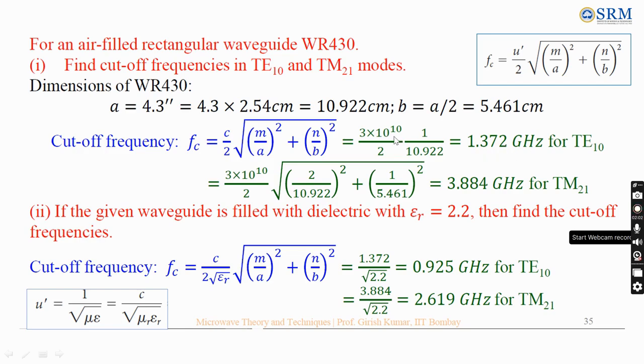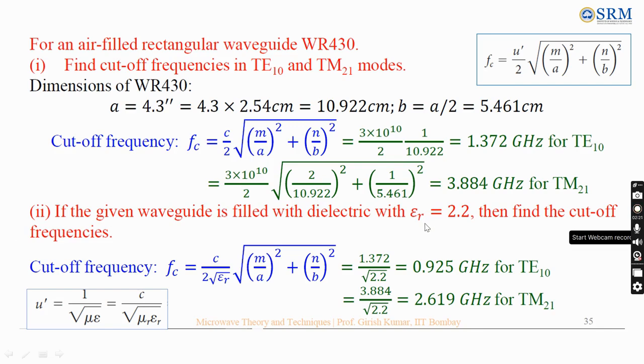Okay, the cutoff frequency. For TM21, it is the same cutoff frequency formula, but the m and n values are different, so we have to substitute that and find. We can see clearly here itself that the lowest cutoff frequency is for the TE10 mode.